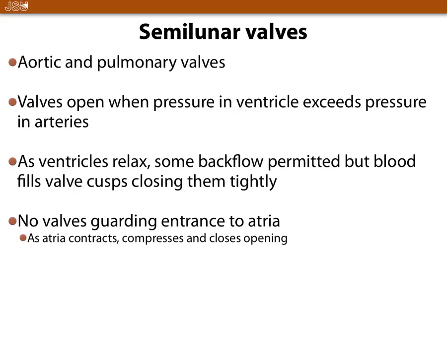Okay, semilunar valves. We talked about these. I talked about the bicuspids and tricuspids. Bicuspid and tricuspid valves are AV valves. They separate the atrium and the ventricles. Semilunar valves separate the ventricles from the circuit. This is going to separate, for example, the blood coming out of the heart going to the lungs and the blood coming out of the heart going to the rest of the body. So that's what semilunar valves do.